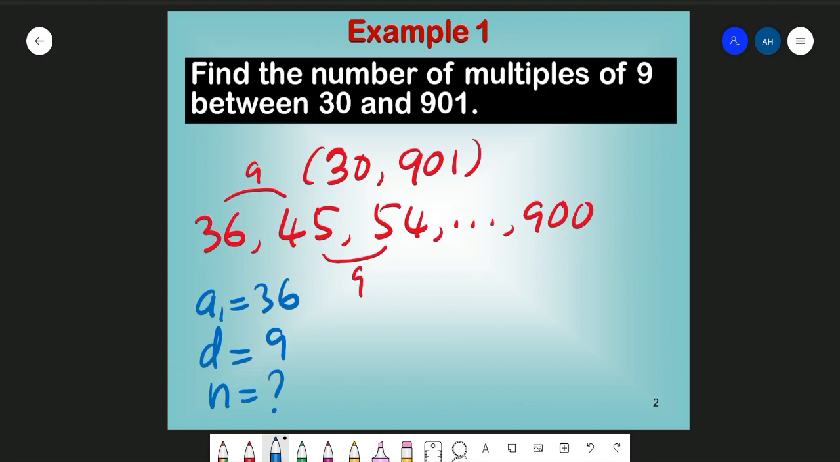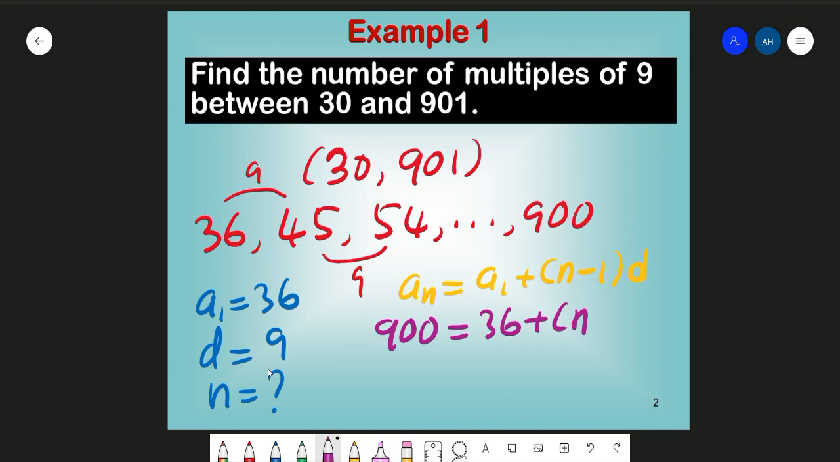Alright, maybe we can use this formula to find the value for N. That is, AN equals A1 plus N minus 1 multiplied by D. So let's substitute. 900 equals A1, which is 36, plus N minus 1 multiplied by D, where D is equal to 9. We now have 900 minus 36, that is 864, equal to 9 multiplied by N minus 1.